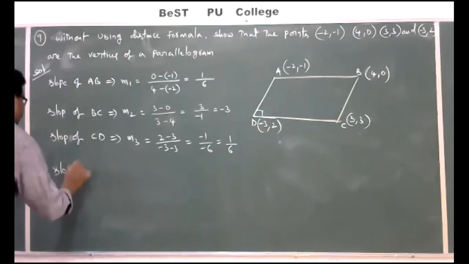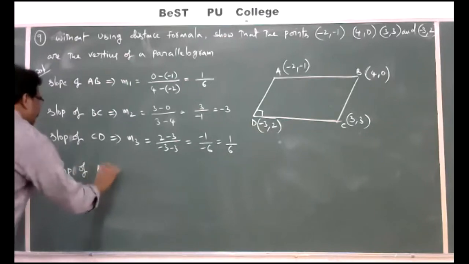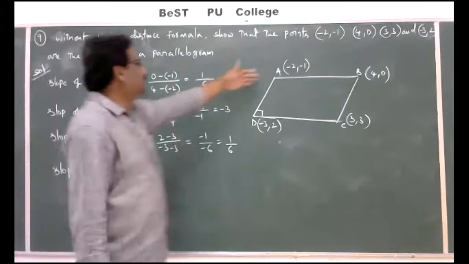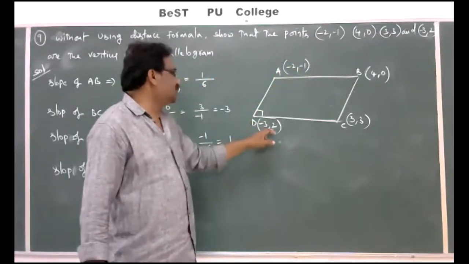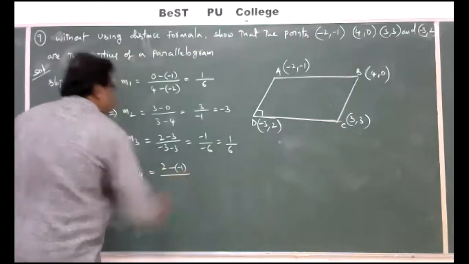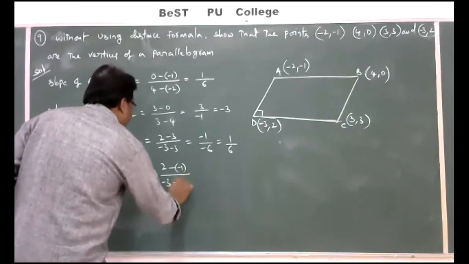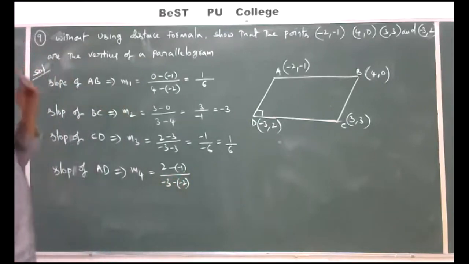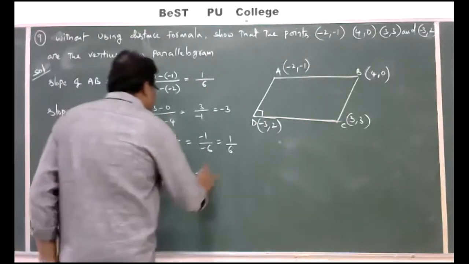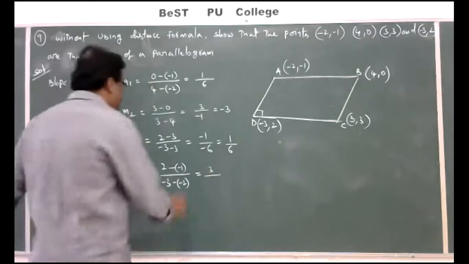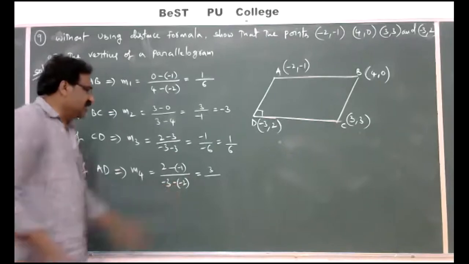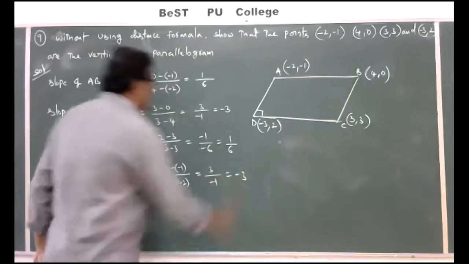Next, slope of AD, that is M4. So AD slope, this is X1 Y1 and this is X2 Y2. Y2 minus Y1, 2 minus of minus 1 by X2 minus X1, minus 3 minus of minus 2. In the numerator, 2 plus 1 is 3, by denominator minus 3 plus 2, that is minus 1. That is minus 3. Observe this.